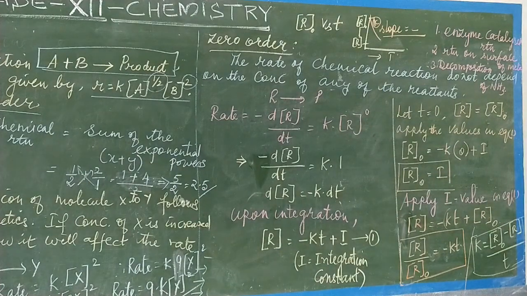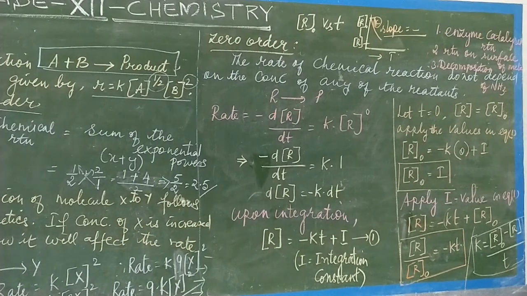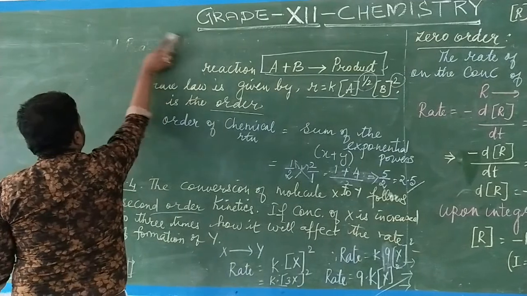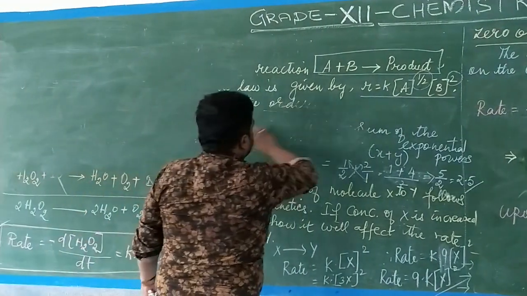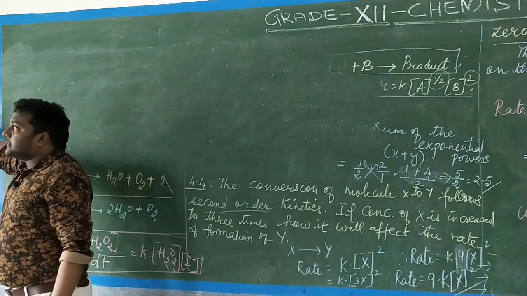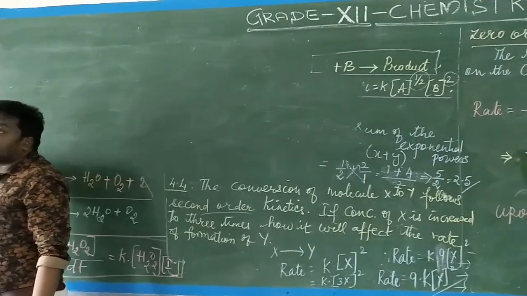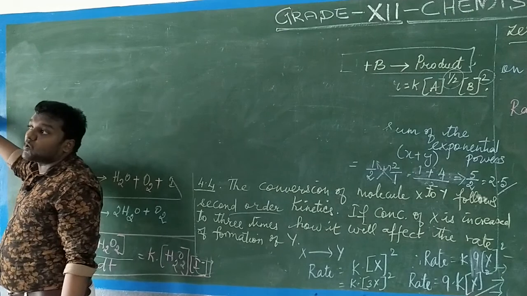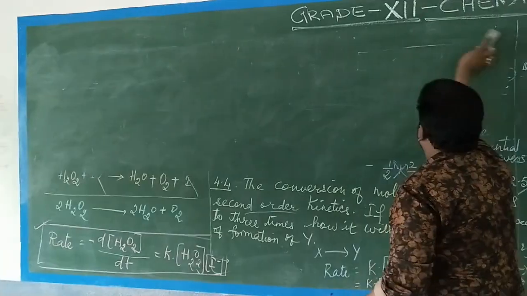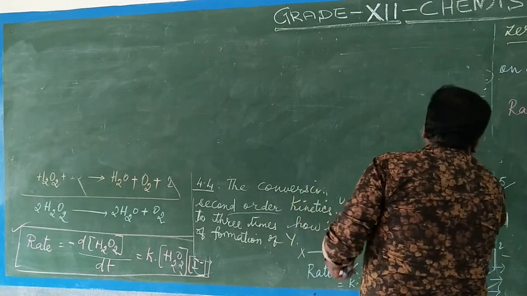What is meant by first order kinetics? First order kinetics means the rate of the chemical reaction depends on the concentration of only one of the reactants. Then it is called what? First order kinetics. Again, what is meant by first order kinetics? If the rate of a chemical reaction depends on the concentration of only one of the reactants, then it is called first order kinetics. Now we will see the other expressions of first order kinetics.